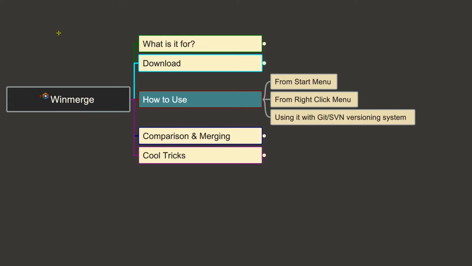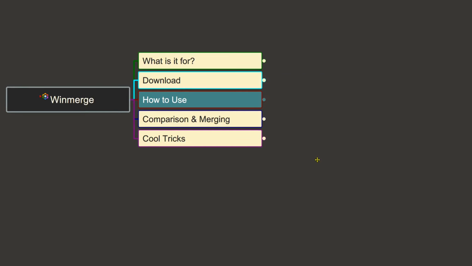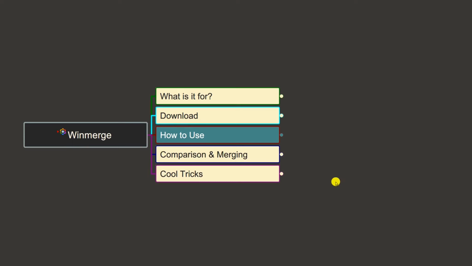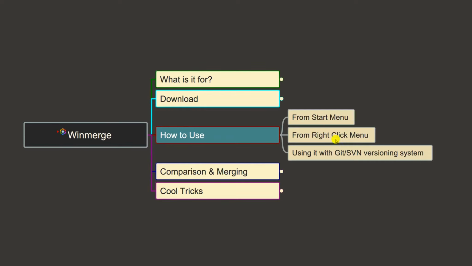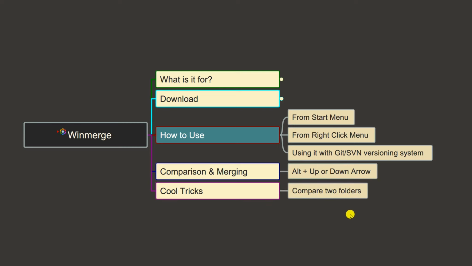Right, so we looked into a lot of different ways to use WinMerge. We learned how to install it, how to use it in different ways, from the start menu, right click menu, and even with Git, TortoiseGit, and the same thing would work with SVN as well. We also learned how we can compare and merge, and all the different menus which help us compare and even merge. And we also learned that you can compare two folders also. So that's all about WinMerge.